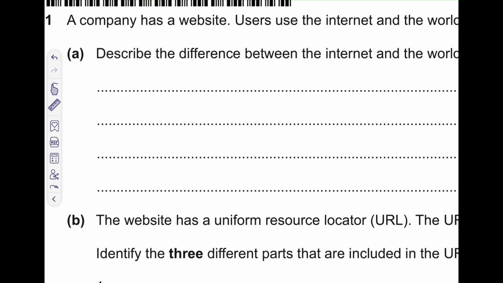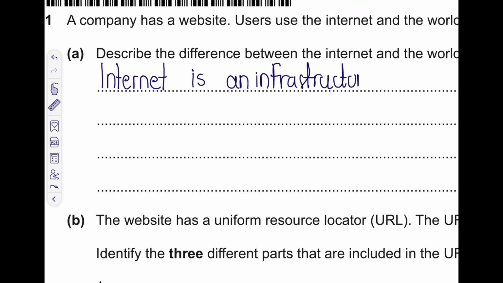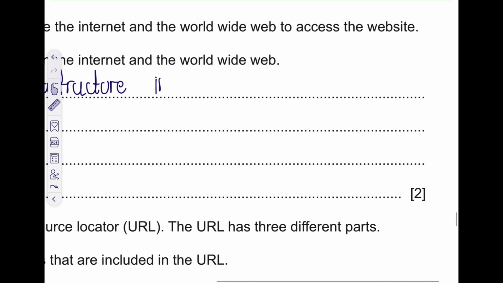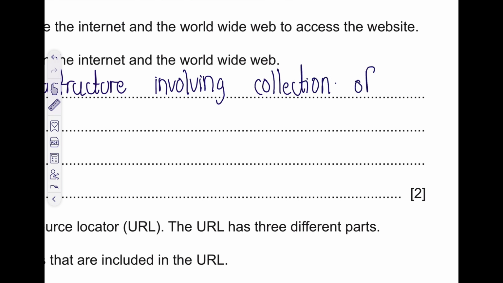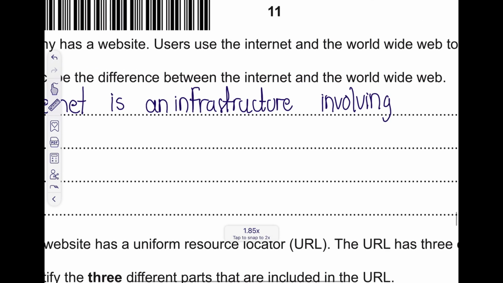So what we're going to say is the internet is an infrastructure involving a network of devices. Internet is basically a network, right? Okay, I guess I was right here.